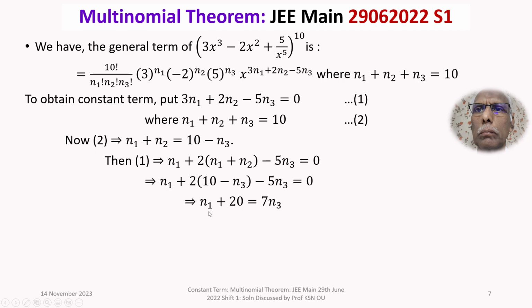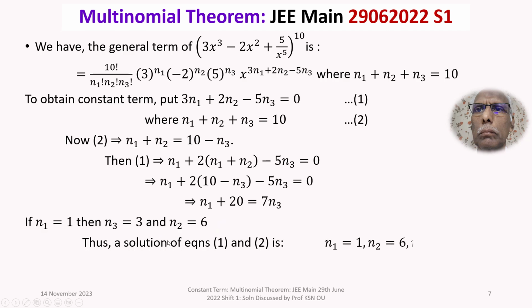If n1 is equal to 1 I put, it will be 1 plus 20, that is 21, is equal to 7 into n3. n3 is equal to 21 by 7, that is 3. So we got, if n1 is equal to 1, then n3 is 3. When n1 is equal to 1 and n3 is equal to 3, substituting in equation 2, you will get n2 is equal to 6. Thus we got a solution of these two equations, and that is n1 is equal to 1, n2 is 6, n3 is 3. And let's go and substitute in the general term.